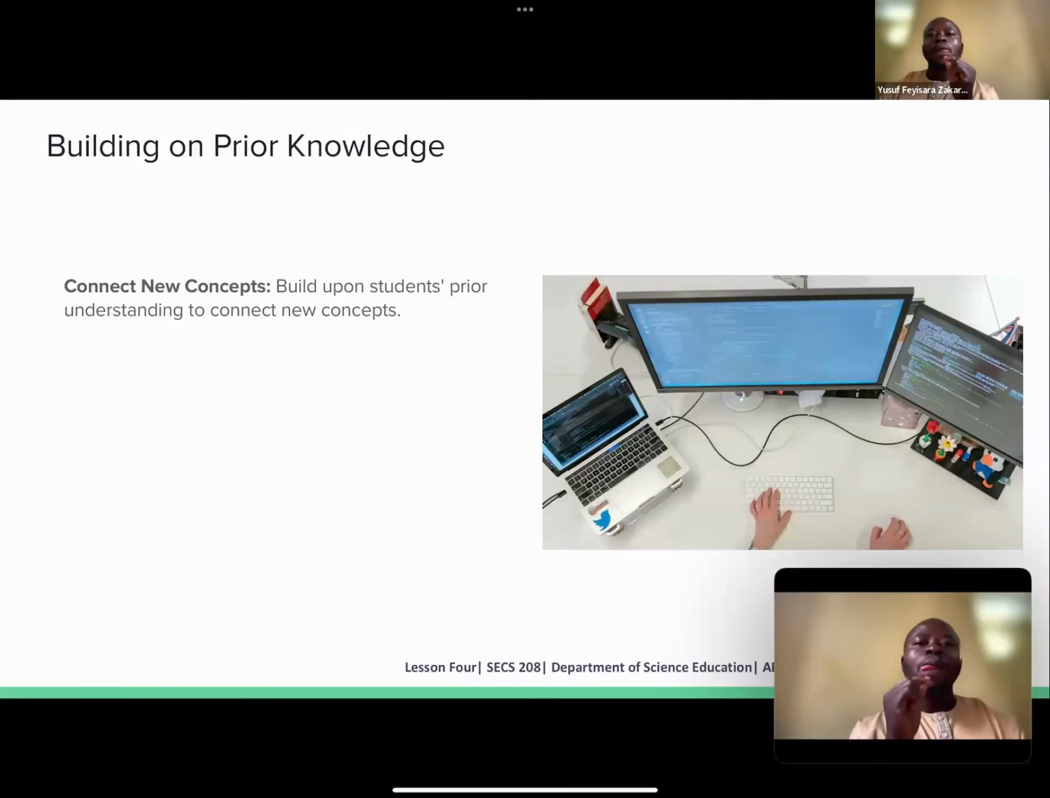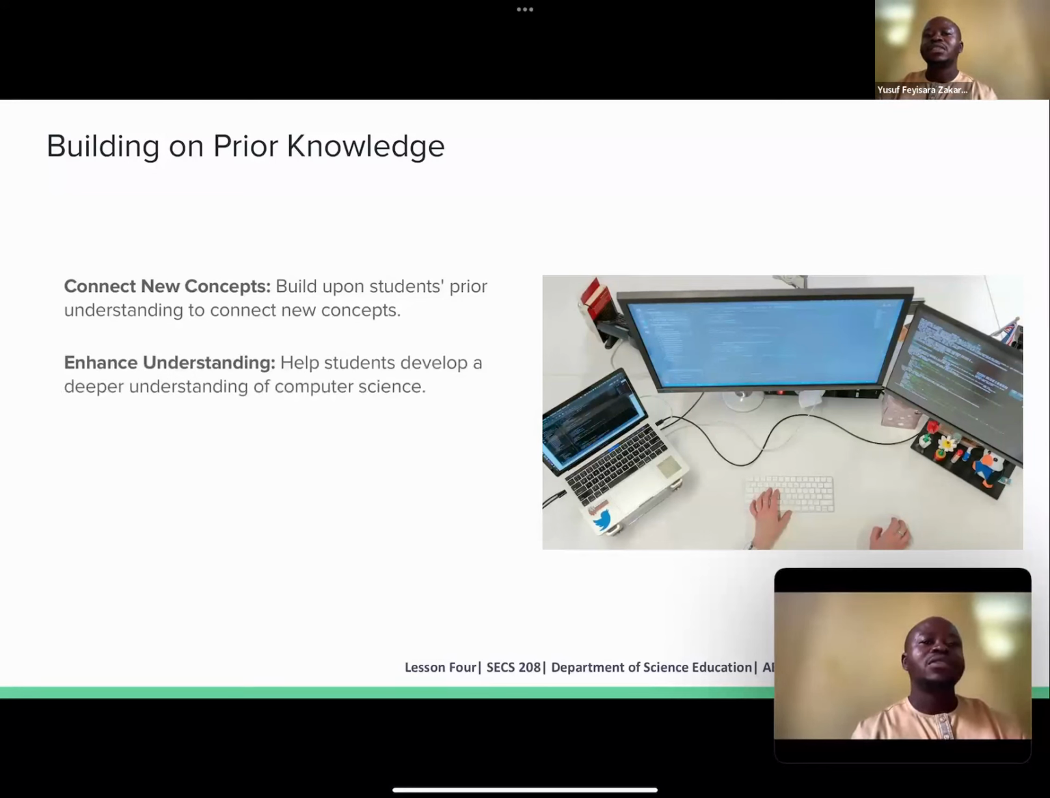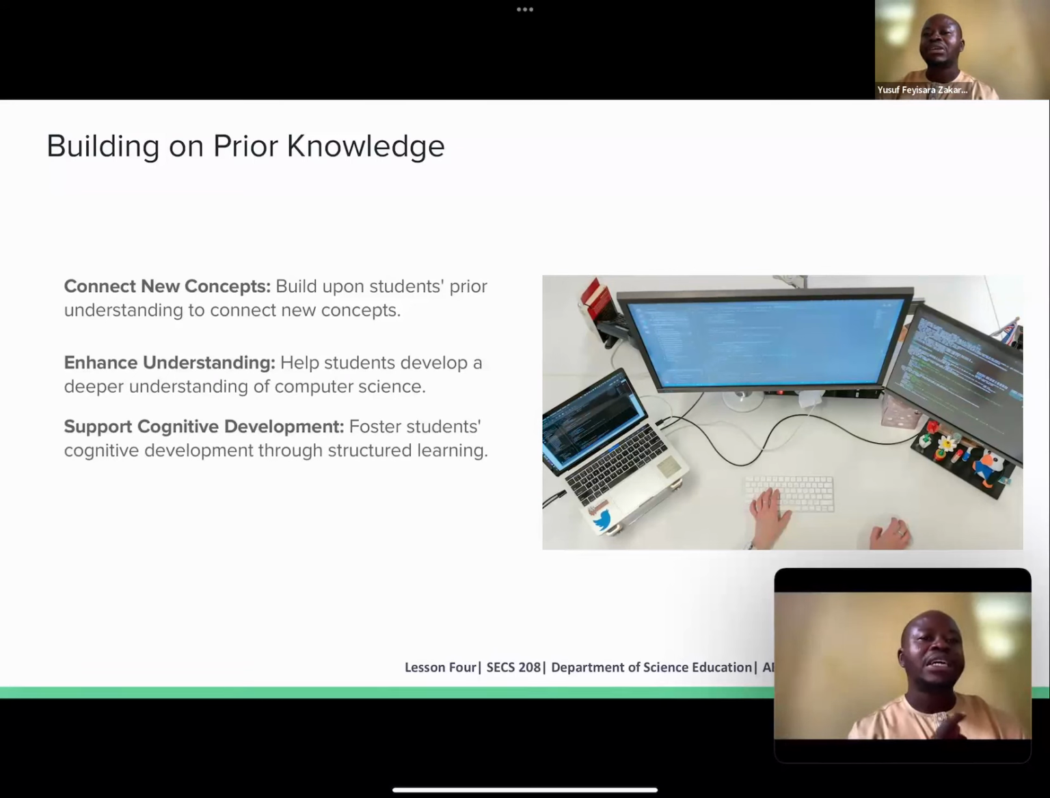All right. So on building on prior knowledge, how can you do this? You can build upon students' prior understanding to connect new concepts. You can enhance their understanding through this, and then you can support their cognitive development. When you are able to see a connection between what you knew before and what you are being taught now, that is the beginning of gaining knowledge.